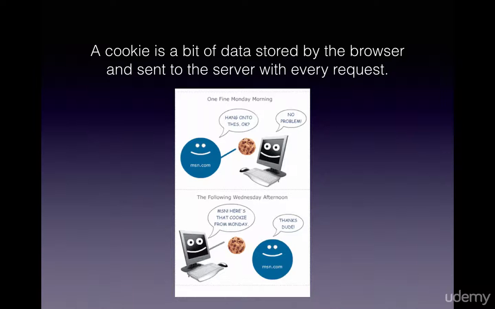As you can see in the diagram, MSN.com is a website, while the computer on the right is a browser, alright? On Monday, MSN.com passes the encrypted data, which is cookie, to a browser. Then on the following Wednesday, let's say the user decided to open the browser and go to MSN.com again, then the browser will pass back the encrypted data, which is cookie, back to MSN.com, so that MSN could remember that it was that user who browsed the website last Monday.